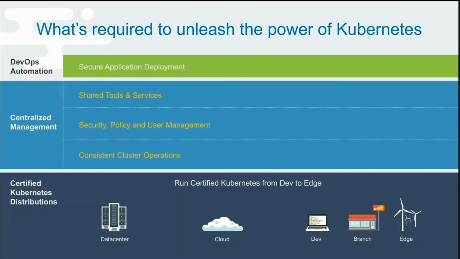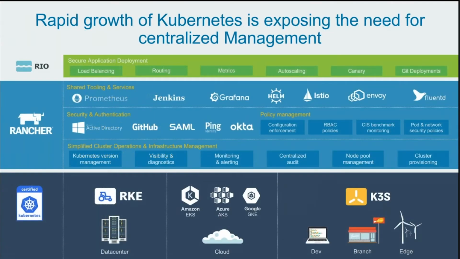Pillar number one is a certified Kubernetes distribution, and pillar number two is centralized management. Now, Rancher has solutions at both of these layers, pillars, but you don't have to use our solutions to be successful. As long as you use some certified Kubernetes distribution, and as long as you have a centralized management platform that can hit these key points, your Kubernetes experience will be successful. But what fun is it to talk about that without saying Rancher is amazing?